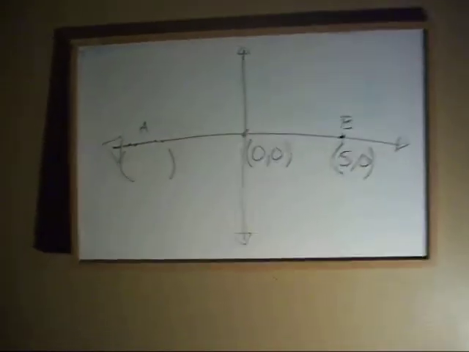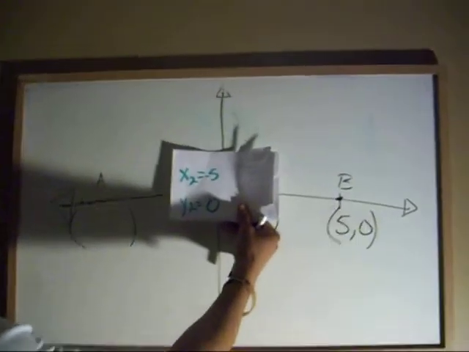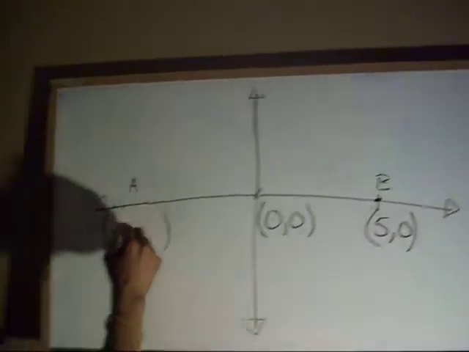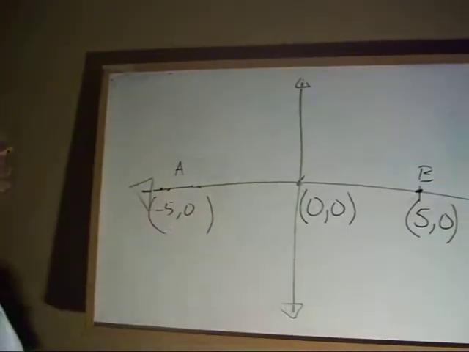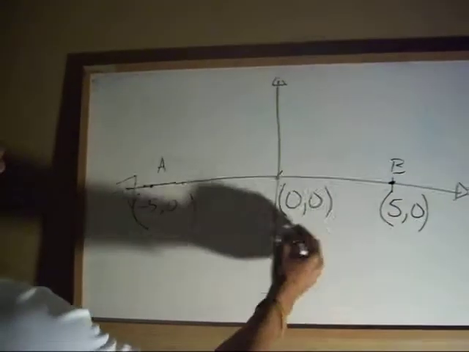And so finally, you'll notice that our x2 is negative 5 and our y2 is 0. So remember, it's (-5, 0). That's how you find the endpoint when the midpoint is given.